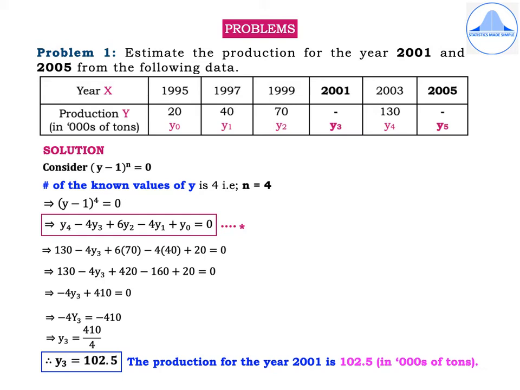Now for n equal to 4, from Pascal's triangle, find out the coefficients. So you'll see that the coefficients are 1, 4, 6, 4 and 1. And even 1 is usually not written. So now in the pink highlighted box, we have the expression as y4 minus 4y3 plus 6y2 minus 4y1 plus y0 is equal to 0. Call this expression star.